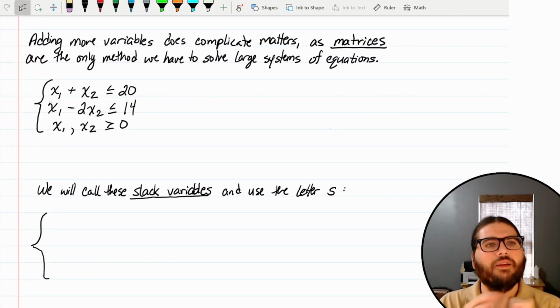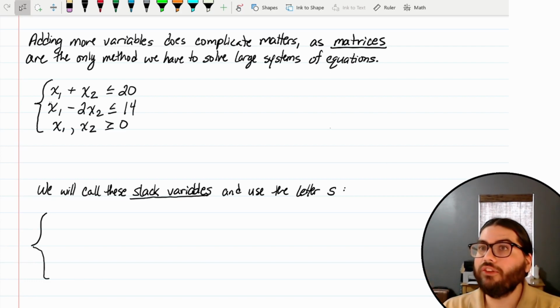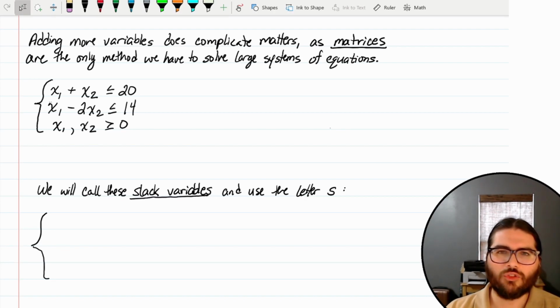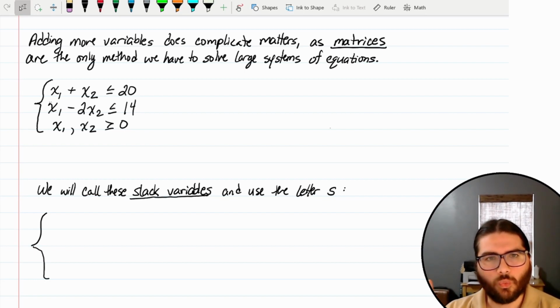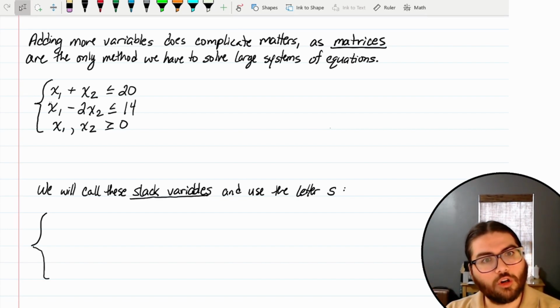All right, so here's our example, right? Adding more variables does increase the complexity here, but we have matrices to deal with big systems of equations. Remember when we did the Gauss-Jordan method on exam 2? Yeah, it was a little bit unwieldy, but the Gauss-Jordan method was nice because it always worked, right?